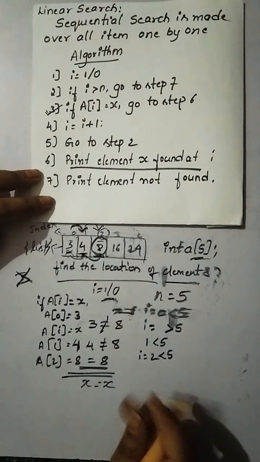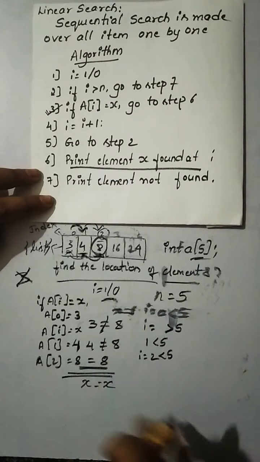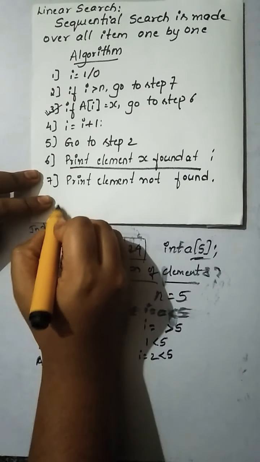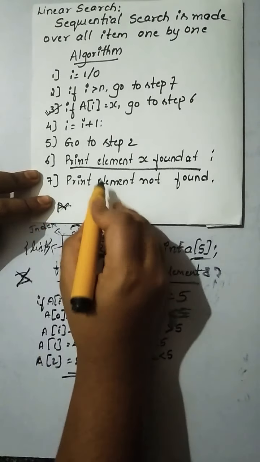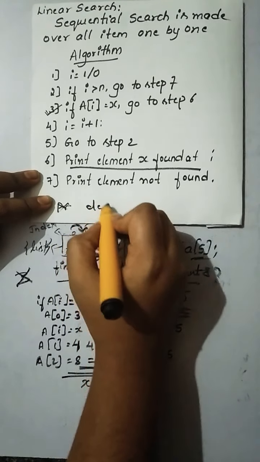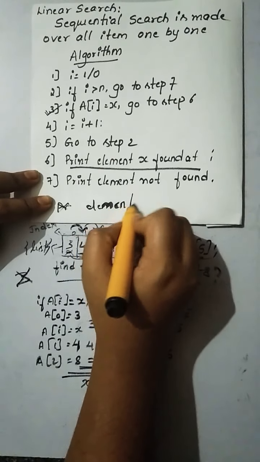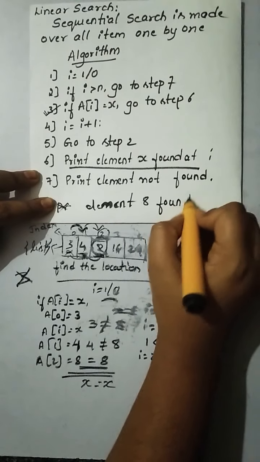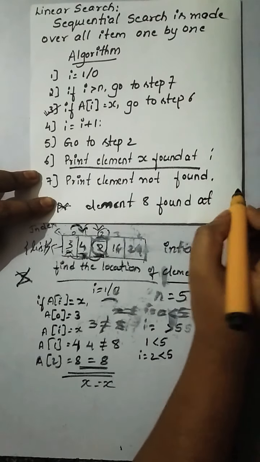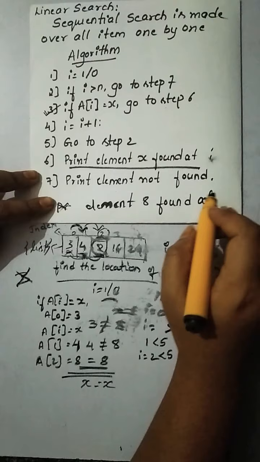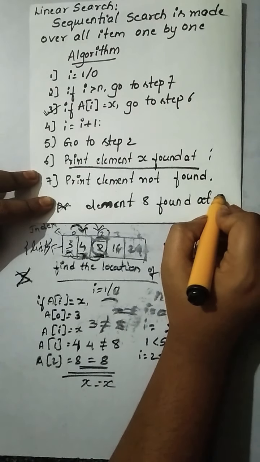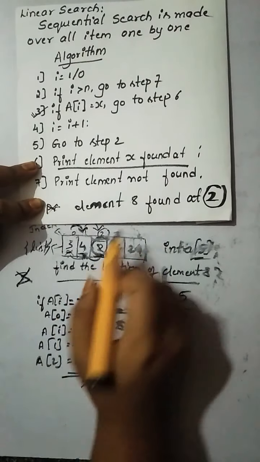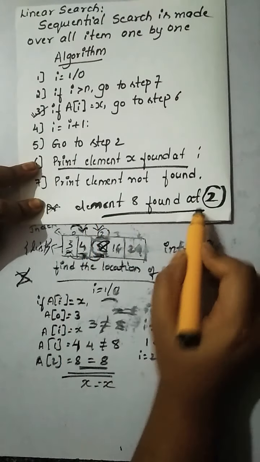What will the computer print on the screen? Element 8 found at location 2. This is the answer. We found the element 8 at index 2.